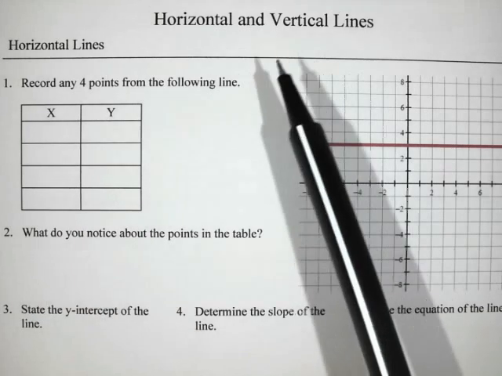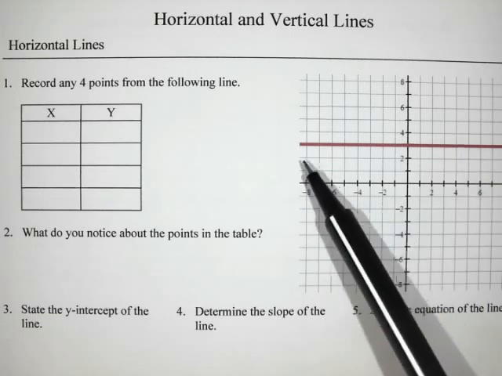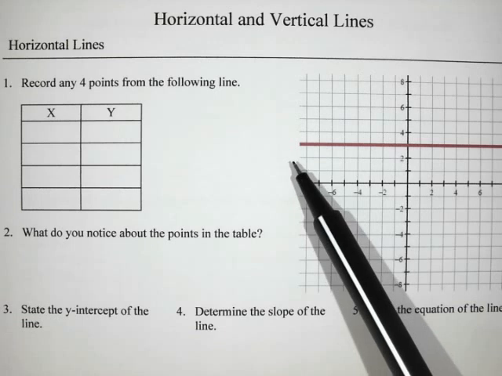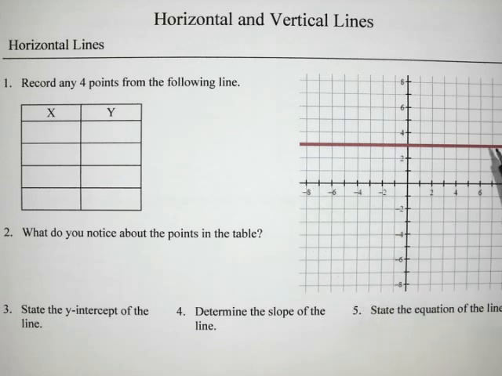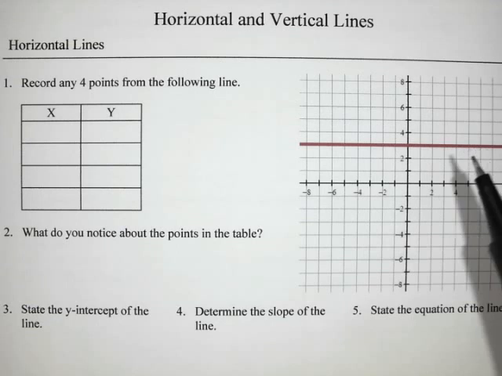So a horizontal line is a line that goes from left to right. You could describe it as being flat if you want. Some people try to say, well, it's a straight line, but all lines are straight. So horizontal lines are flat lines. They are like the horizon, right? They go from left to right.